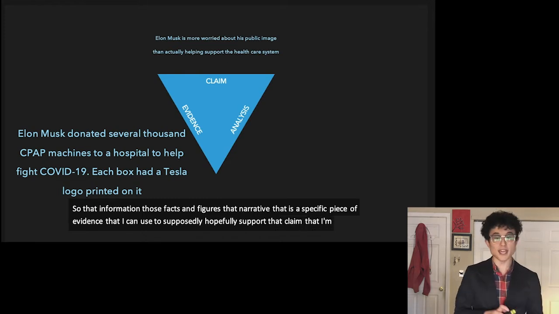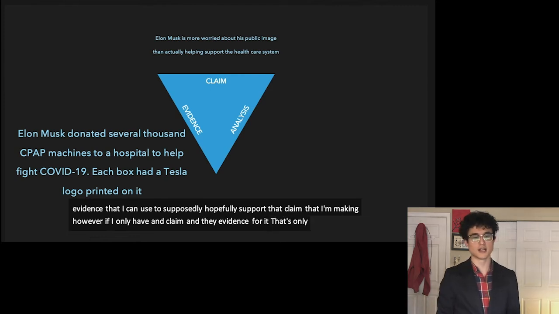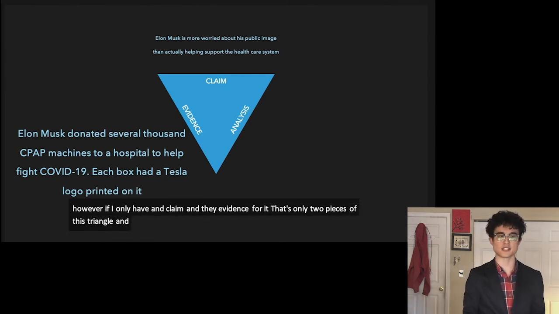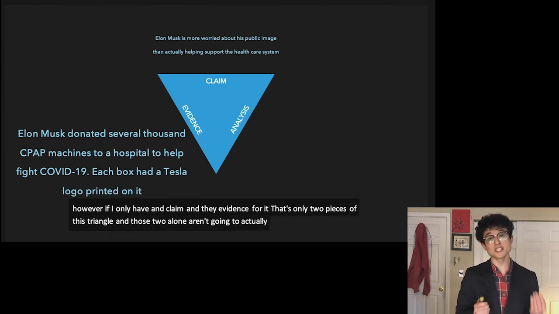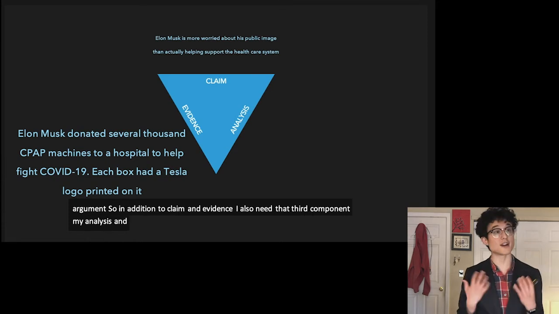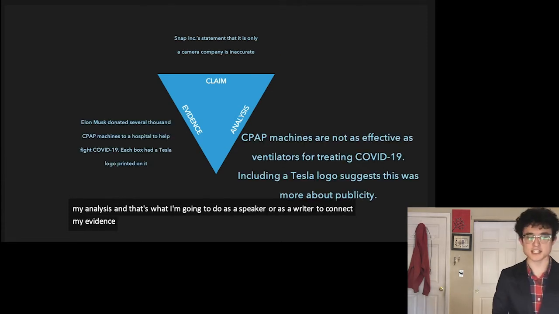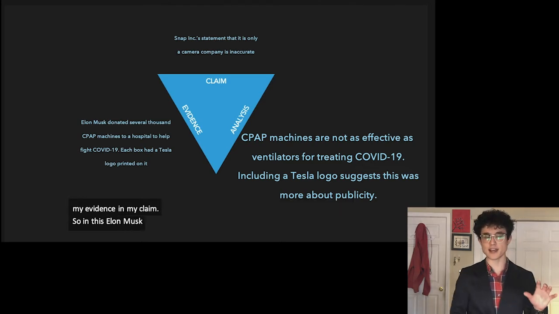However, if I only have a claim and the evidence for it, that's only two pieces of this triangle, and those two alone aren't going to actually support a cohesive argument. So in addition to claim and evidence, I also need that third component, my analysis. And that's what I'm going to do as a speaker or as a writer to connect my evidence and my claim. So in this Elon Musk example, I'm going to have to explain why that evidence matters.